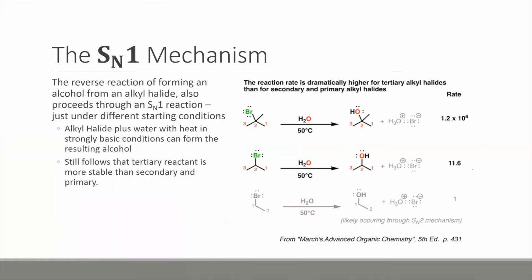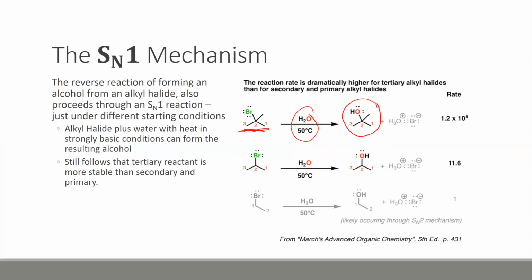Now, I said this before, but I want to give you a reminder that the reverse reaction of forming an alcohol from an alkyl halide also proceeds through an SN1 reaction. It just starts with different starting conditions. So again, here, instead of taking an alcohol and making an alkyl halide, you can start with an alkyl halide, but instead we're going to be reacting with water and some heat, and you can make an alcohol.